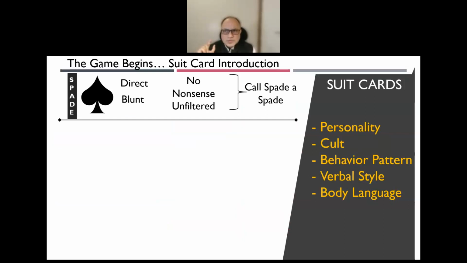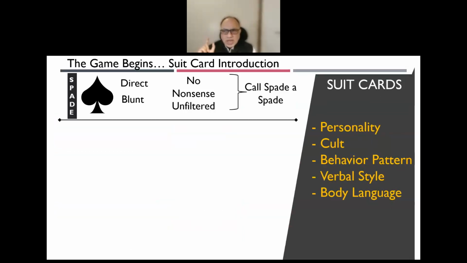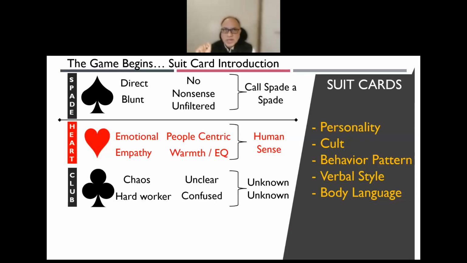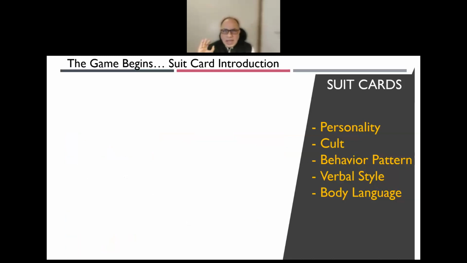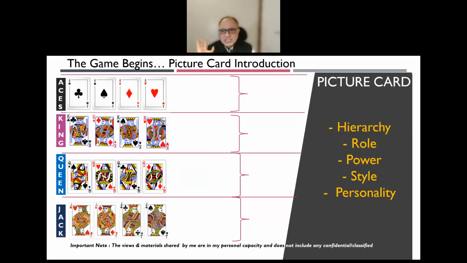There are 4 types of suit cards. What is a suit card? A picture is there on the card. So to begin with, we have a heart, then a spade, a club, and a diamond. I hope the matrix is clear now. 4 types of suit cards: spade, heart, club, and diamond. And 4 types of picture cards: aces, kings, queens, and jacks.